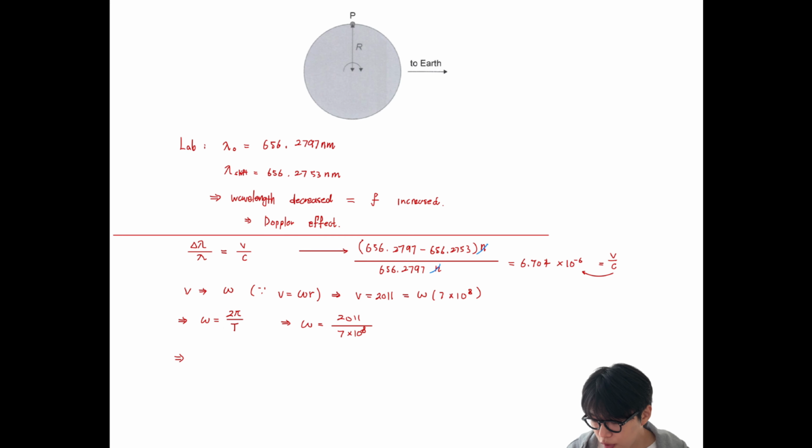So now we have to calculate the period. T equals 2 pi over omega, so that equals 2 pi over 2011 divided by 7 times 10 to the 8. If you calculate that, you will see 2.19 times 10 to the 6th seconds. You can leave it like that, but if you want to change it into other units, it's about 25 days.